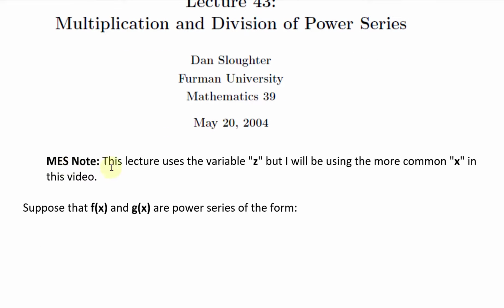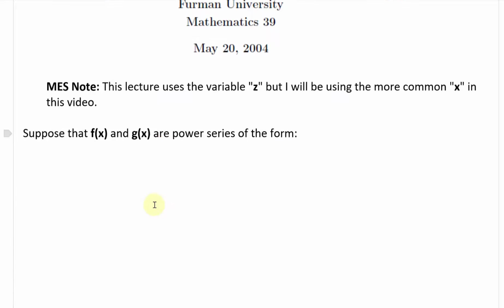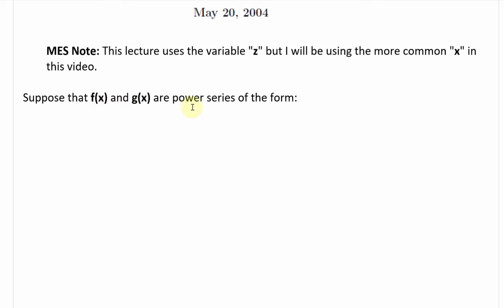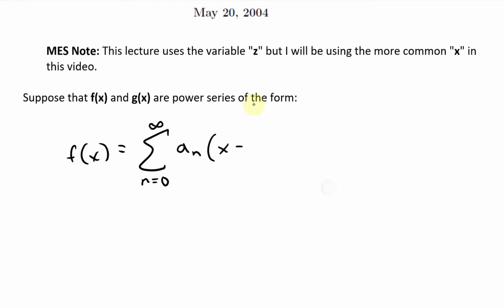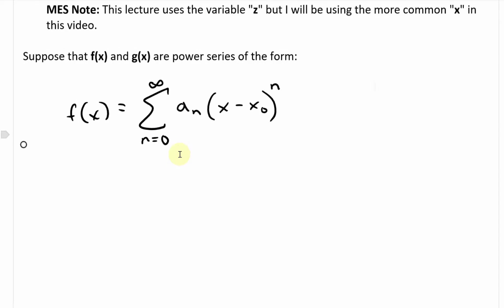So anyways, note this lecture uses the variable z, but I'll be using the more common one, x, in this video, also because I've been using x in the previous power series videos. So suppose that f of x and g of x are power series of the form f of x equals the summation from n equals 0 up to infinity, and we'll have an as our coefficients, times x minus x0, or x naught. Instead of our a, this is going to be x0, because we have an a right there, so an.